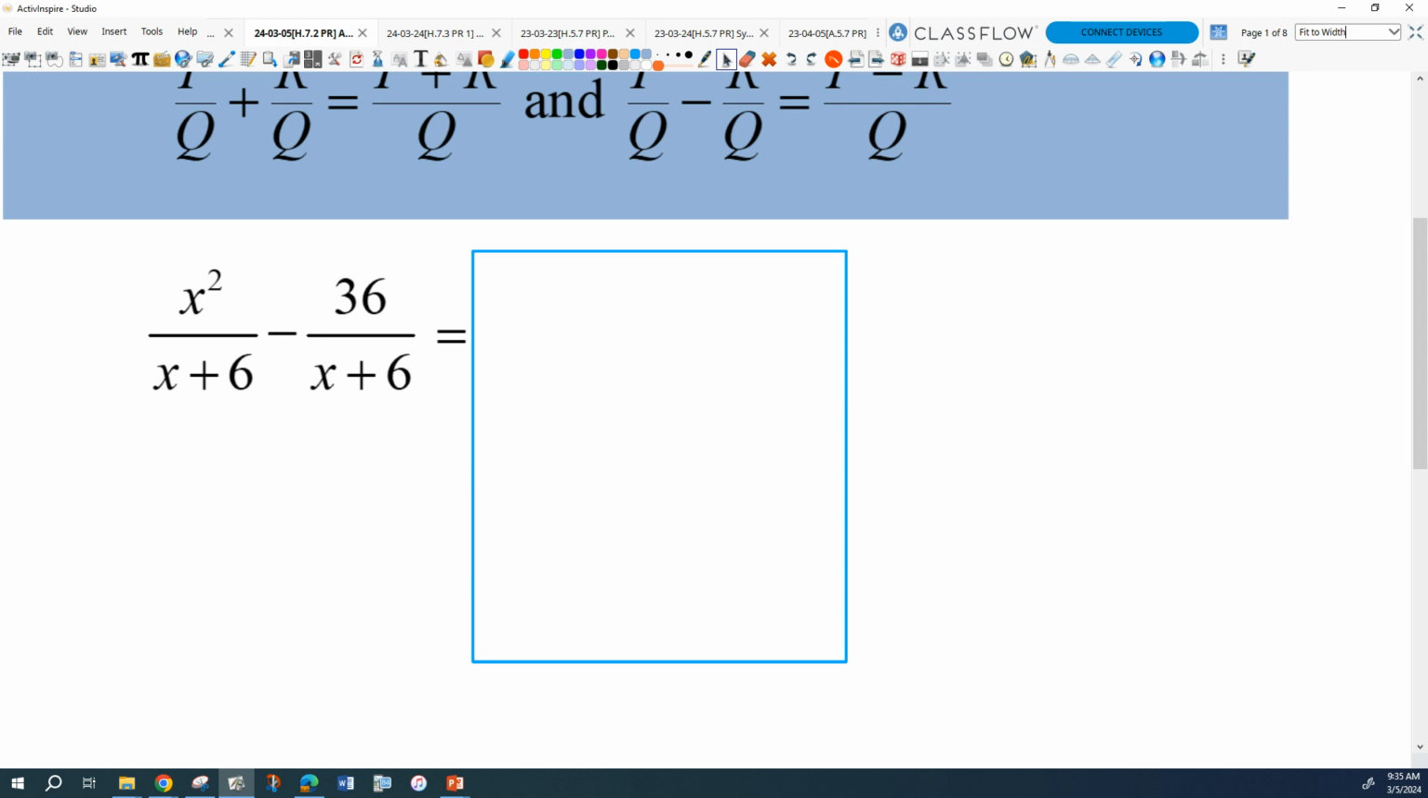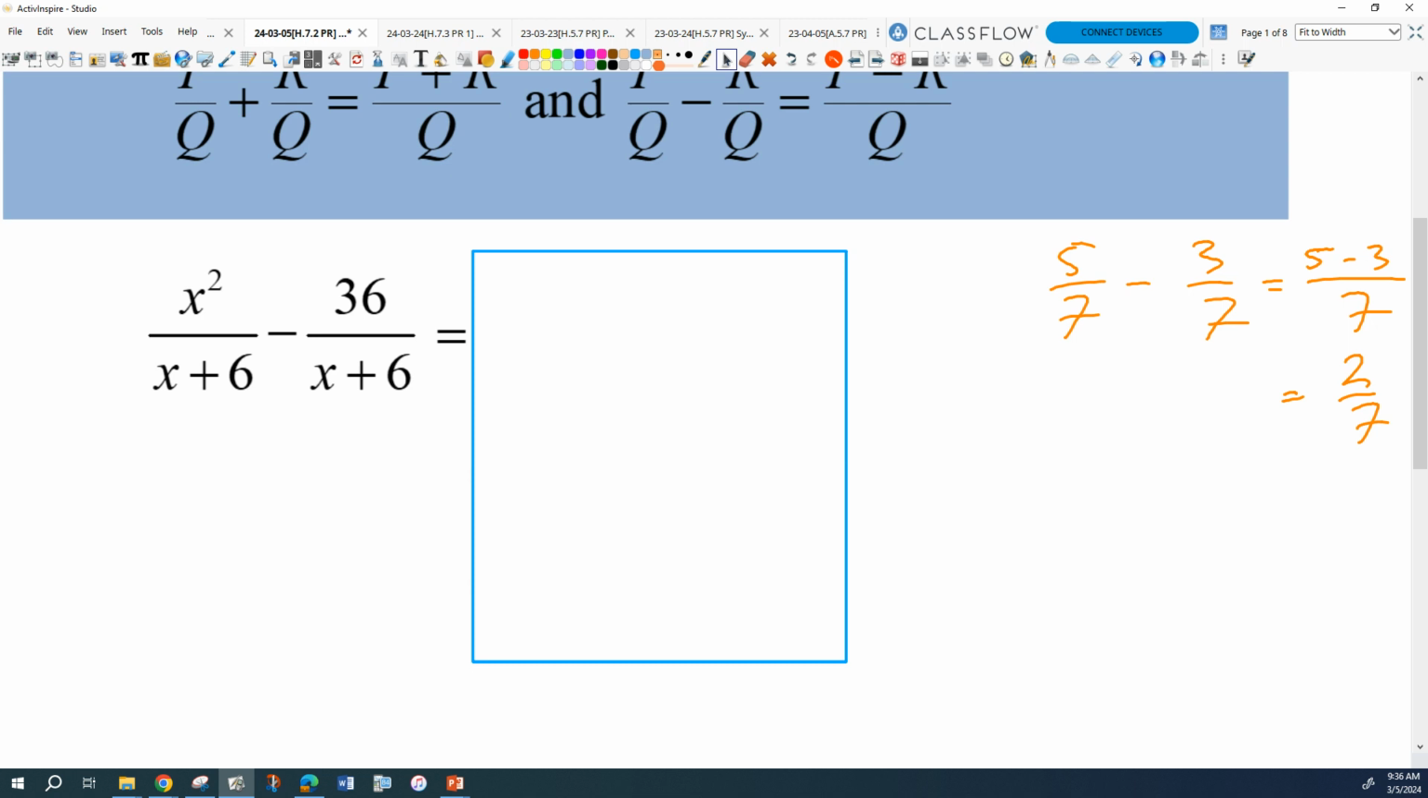Let's just look at numbers. What's 5 sevenths minus 3 sevenths? 2 sevenths, right? I have a common denominator, so I just get 5 minus 3 over my common denominator, which is 2 sevenths, right? So what am I going to do here?